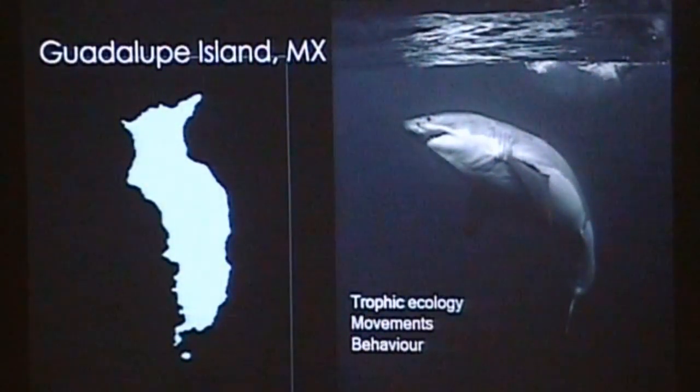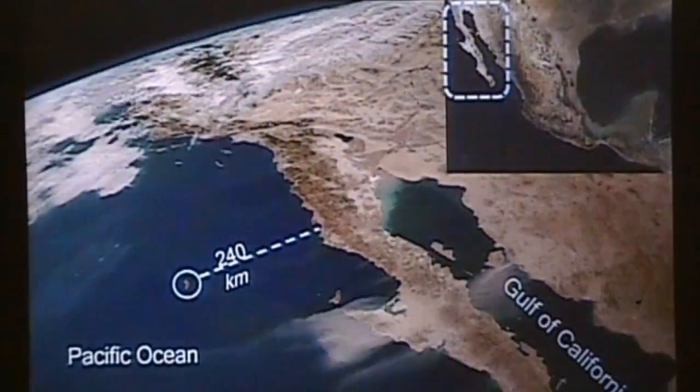Additionally, it's very important for me to say that Guadalupe Island in Mexico could be considered the only oceanic aggregation site for white sharks where ecotourism occurs. If you think of South Africa, California, Australia, all of those are continental aggregation sites, so it's more like a coastal environment. While Guadalupe, because it's very far away from the coast, is considered an oceanic environment. It's important to say that it's located 240 kilometers offshore of the Baja California Peninsula in the Mexican Pacific.